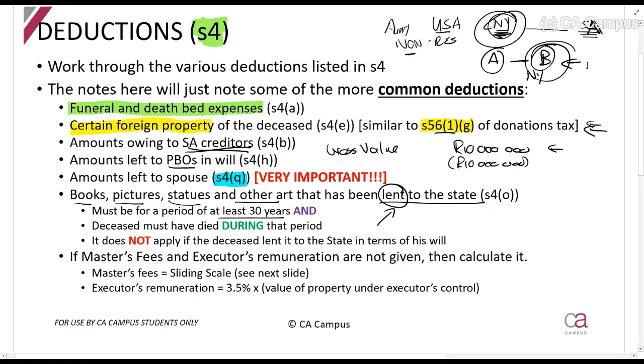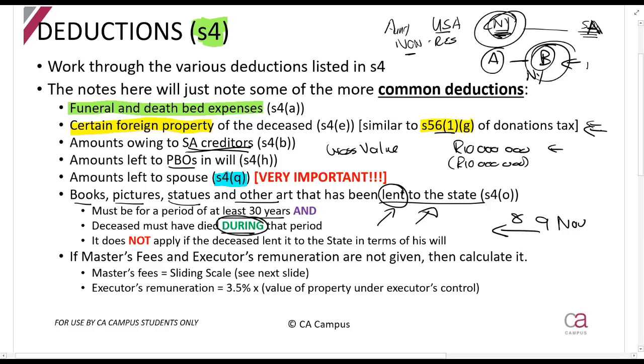So 30 years or more, and I must have died during the period that I lent it to the state. So what does that mean? It means that I have to give it to the state, lend it to the state before I die. So let's say I die on the 9th of November. I must have lent it to the state any time before the 9th of November. Because it tells you I must have died during the period.